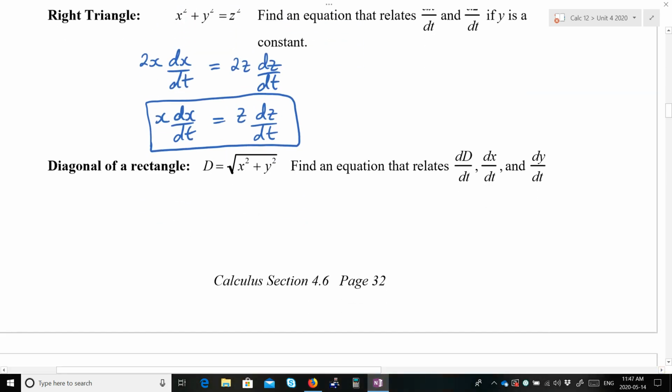And finally, the diagonal of a rectangle. The diagonal is equal to the square root of x squared plus y squared. That again comes from Pythagoras.